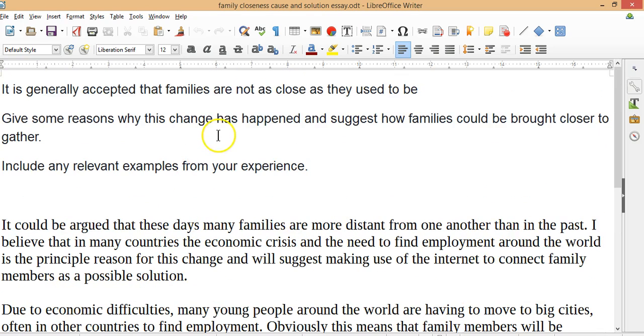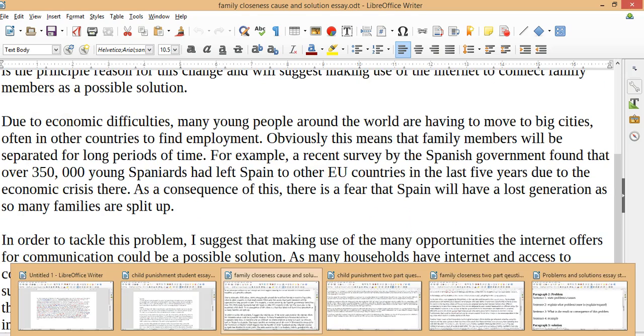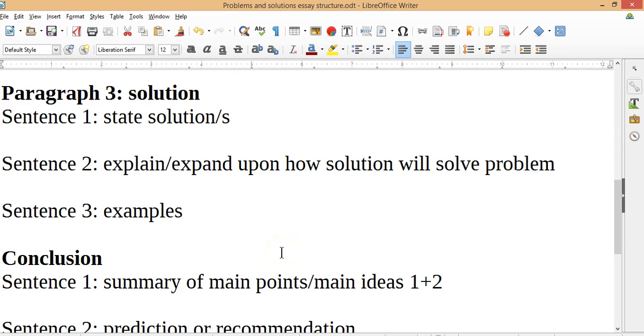As you'll see, one thing that you need is to move from the general to the specific. So you start off with the general theme, families are not as close, then you move to a specific example, a specific reason and detail. So now let's have a look at the structure again. Well, paragraph number 3 is quite straightforward. We just need a solution, in other words. So you state the solution. A solution to this problem is, this will solve the problem because blah blah blah, and then an example.